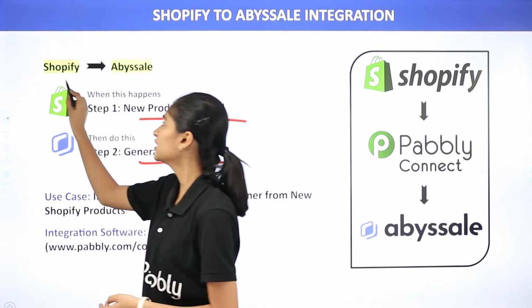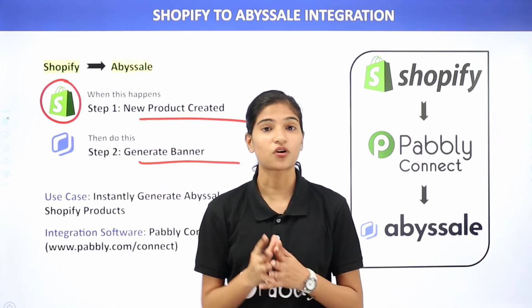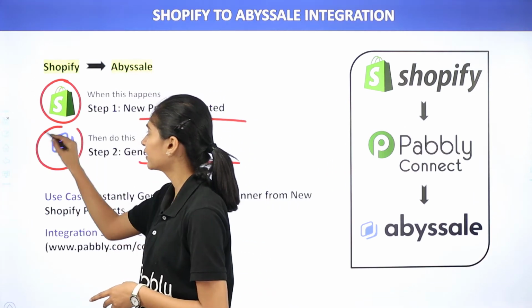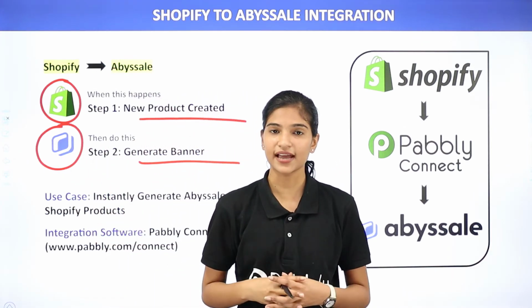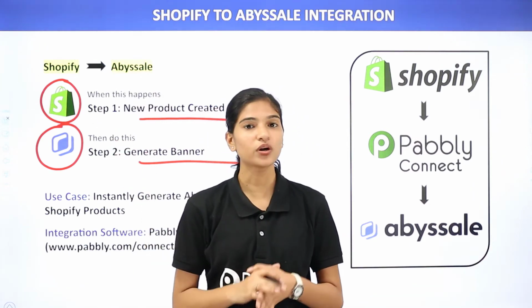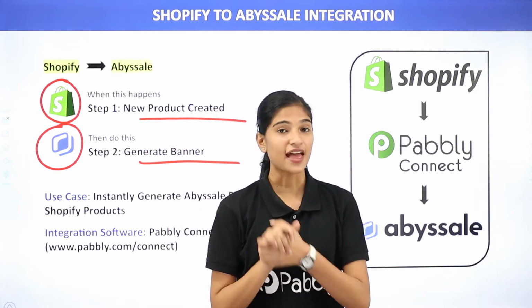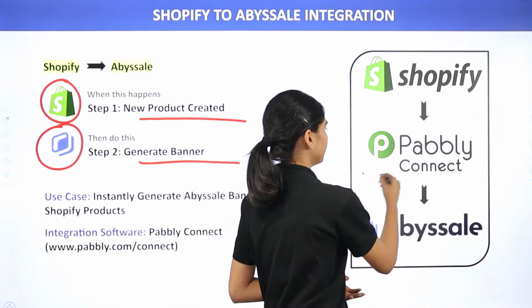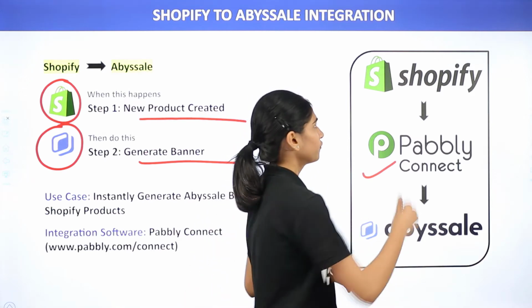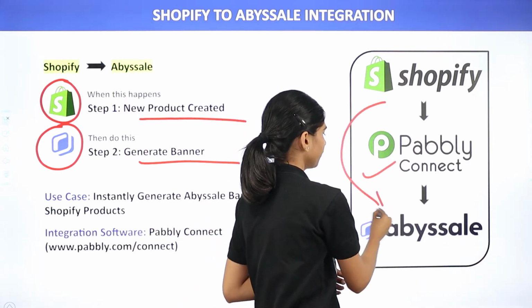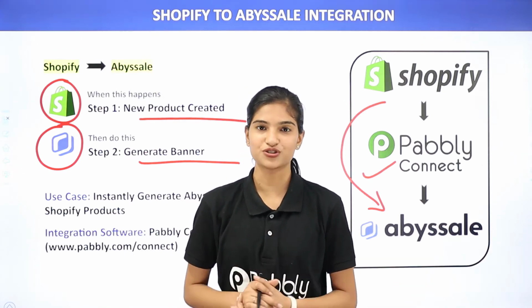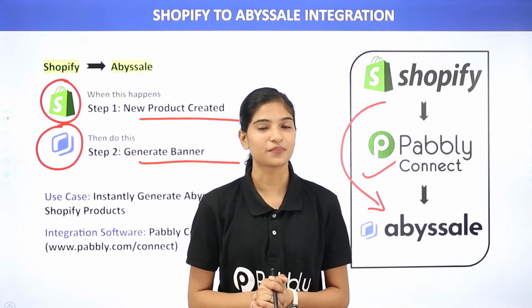So Shopify is an e-commerce platform where you can set up your online store and sell your products. Whereas Abyssale helps you to generate images and banners for online advertising. The problem here is that Shopify and Abyssale don't have any integration between them, and that is why we are going to use Pabbly Connect. So Pabbly Connect is an integration software with the help of which you can transfer data from Shopify to Abyssale. The best part here is you don't require any knowledge of coding. So let me show you this on my screen.